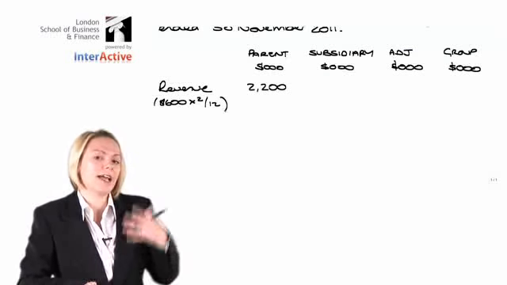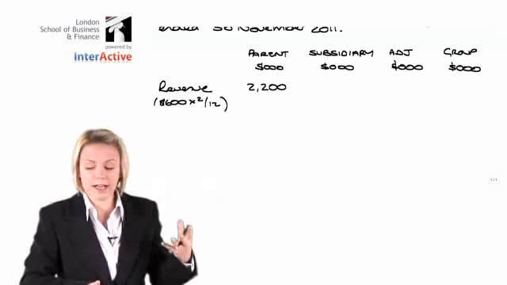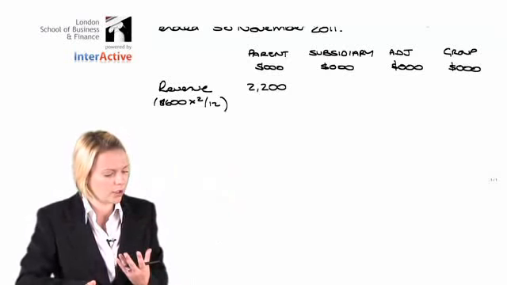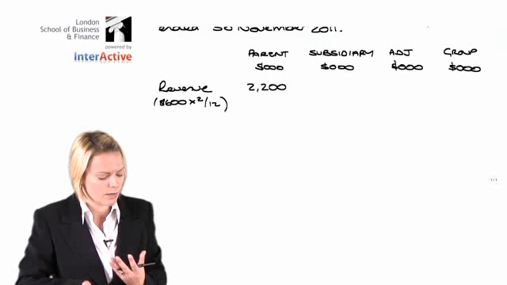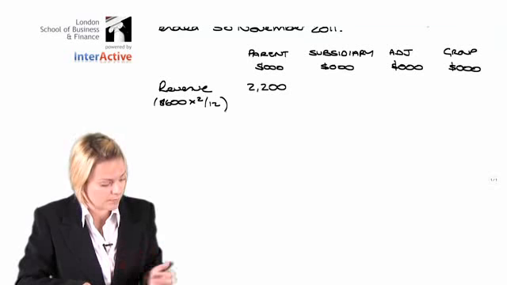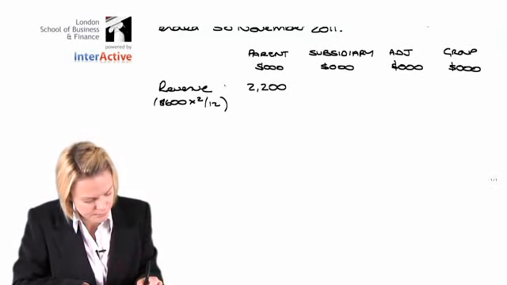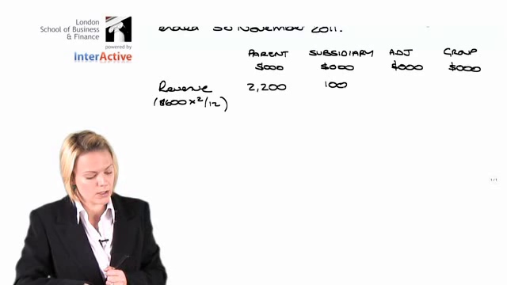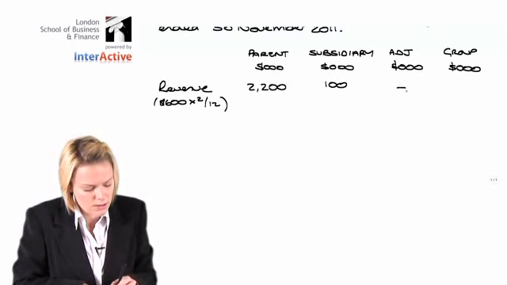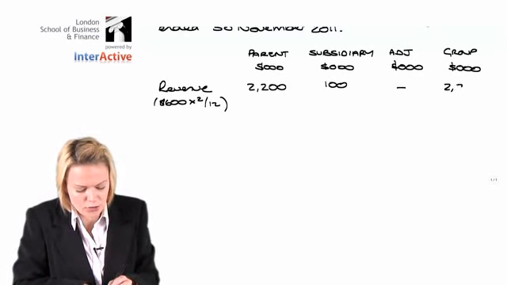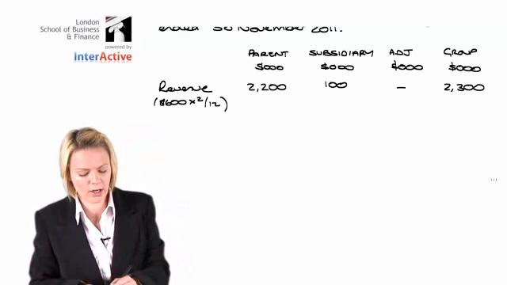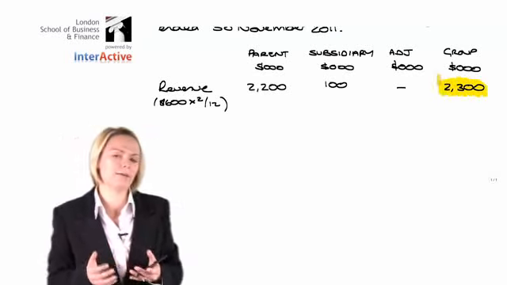So 2/12 of that is post-acquisition. That's what we want to include in our statement of comprehensive income. And what we'll get for that then is $100,000. No adjustments. So 2,300 or 2.3 million would be the group revenue that would be included in the statement of comprehensive income.